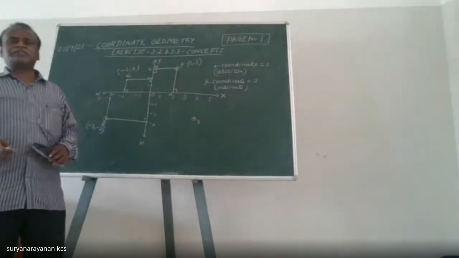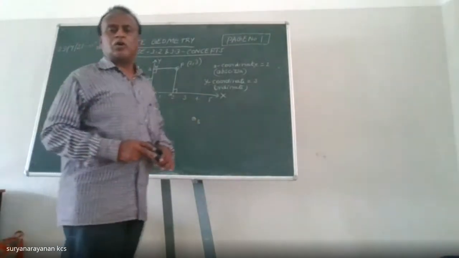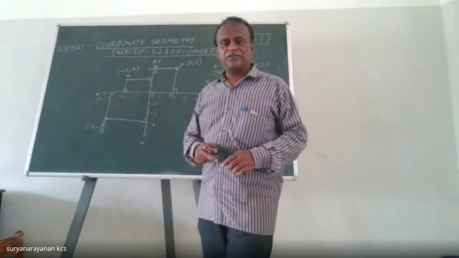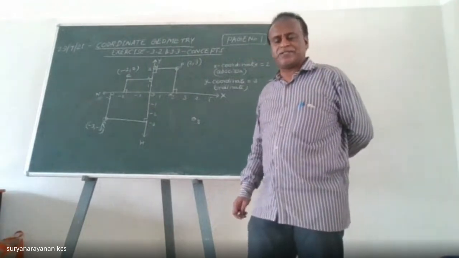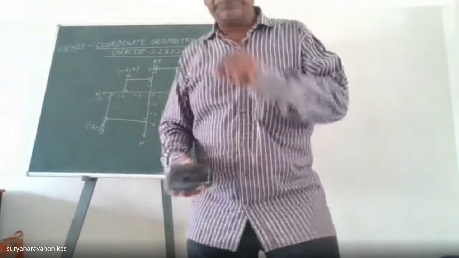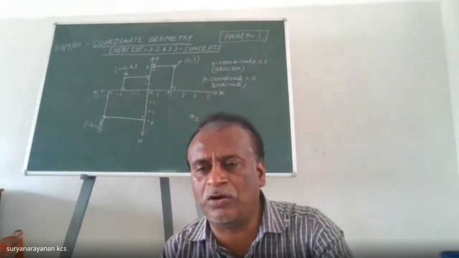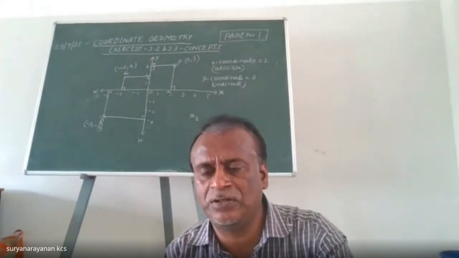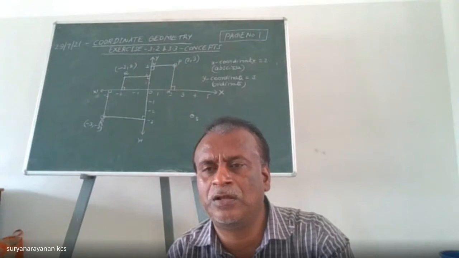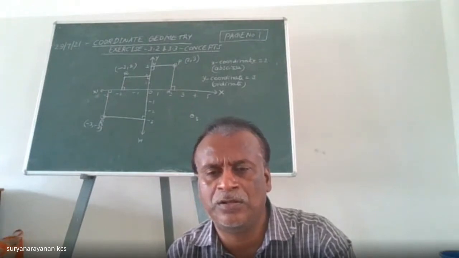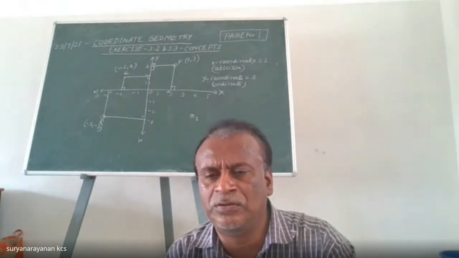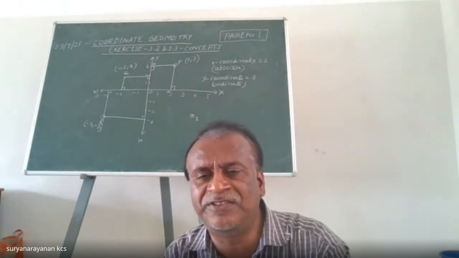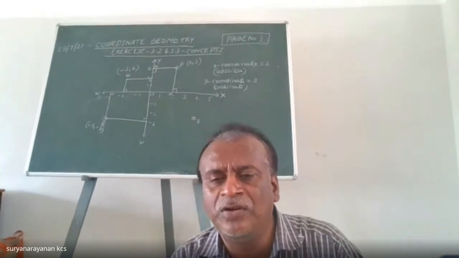What are the coordinates of the point S? Can you tell me what are the coordinates of the point S? Okay, Mashanti, tell me. Sir, 4 and -3.